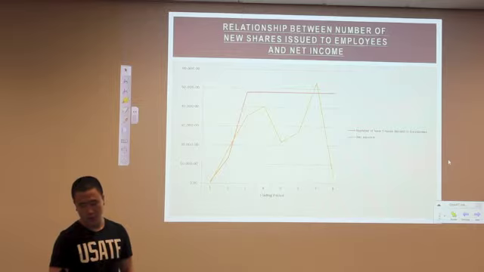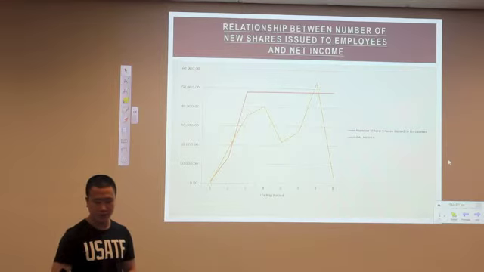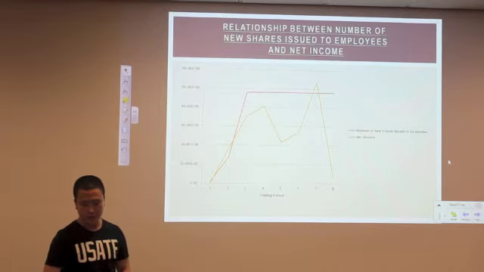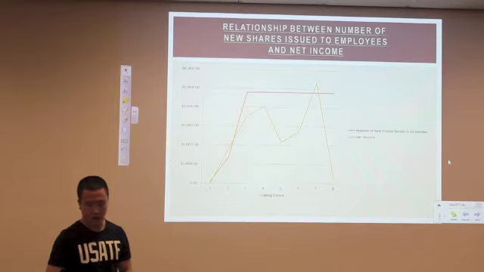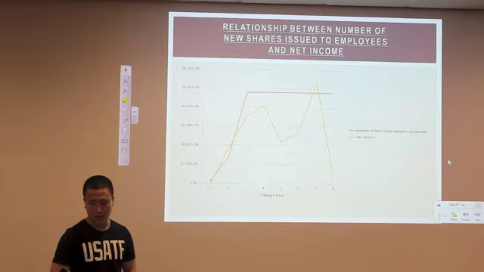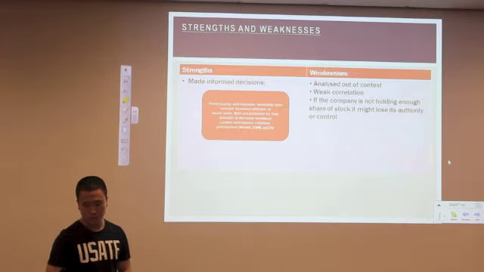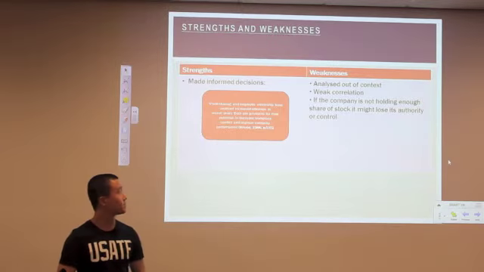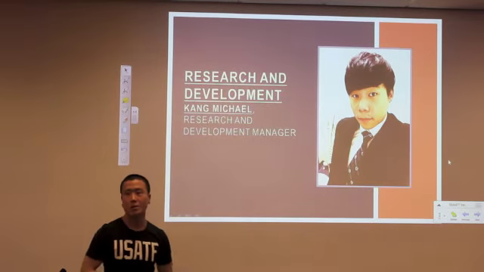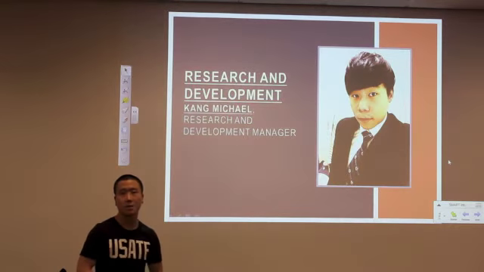At first, it seemed like there was a definite positive correlation between the number of new shares issued to employees and net income. However, this doesn't seem apparent in the later periods, where the number of new shares remained the same per month, but net income fluctuated. The biggest strength was that we made informed decisions. However, we assumed that there was a direct link between the number of new shares issued to employees per month and net income, but that may not often be the case. Now I'm going to hand it over to our R&D manager, Michael.